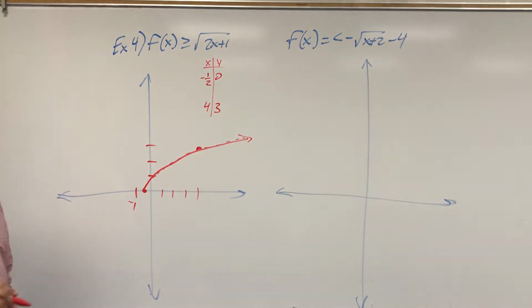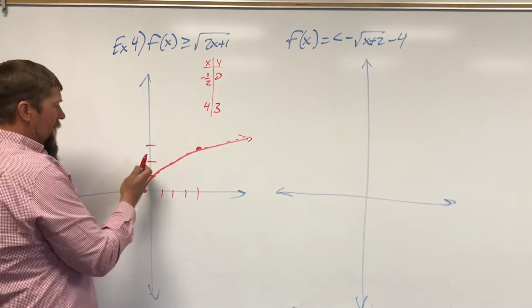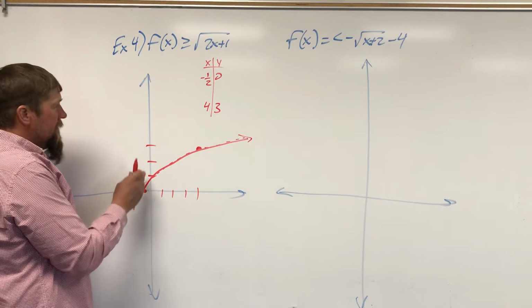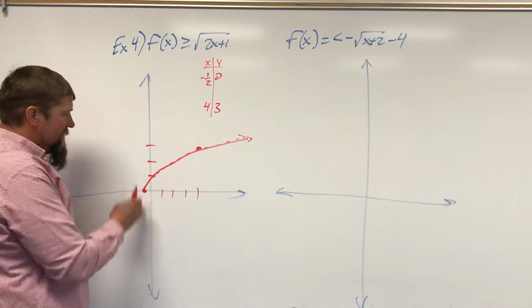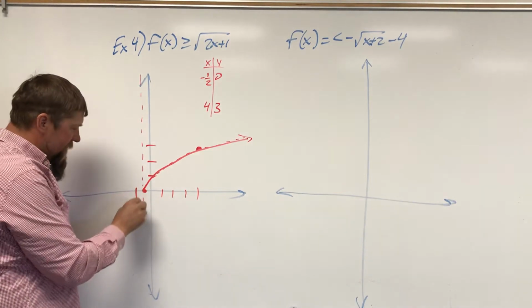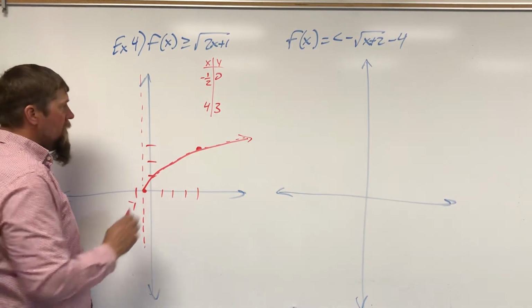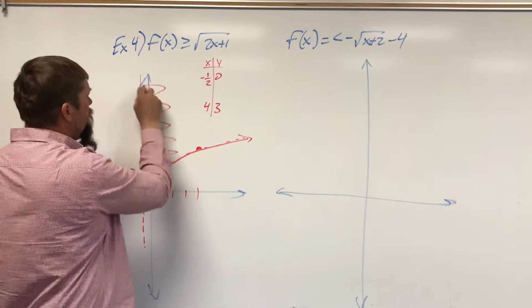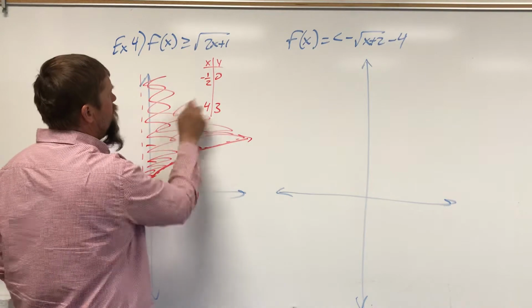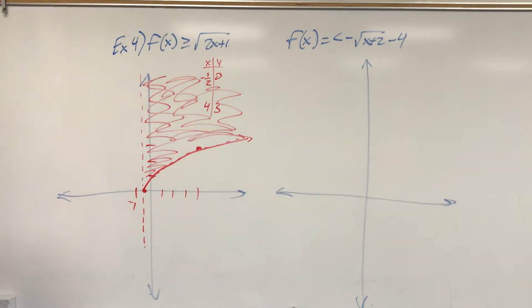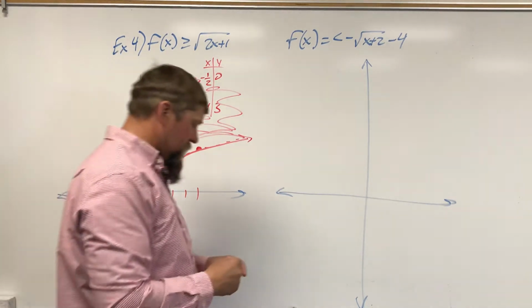Now, here's where the greater than comes in. We cannot graph anything to the left of negative 1/2 because that's where our x's start. So anything to the left of this vertical line is not possible. So y is greater than this is everything to the right of this vertical line. So that is the inequality of this particular problem.